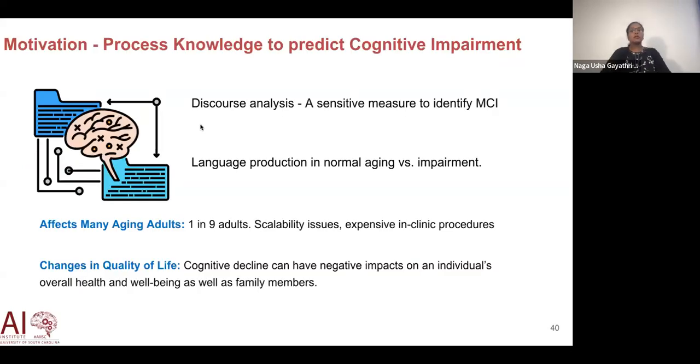Okay. So this is the motivation behind why we are using process knowledge to predict cognitive impairment. As I said, discourse analysis is a sensitive measure to identify MCI. It is a transcribed speech of several picture description tasks of a patient. And evidence shows that use of this kind of spoken language is a great measure to identify mild cognitive impairment. We know some cognitive changes occur naturally as we age, and more research in this area will help us find the subtle differences between language production in normal aging versus impaired adults or healthy controls.